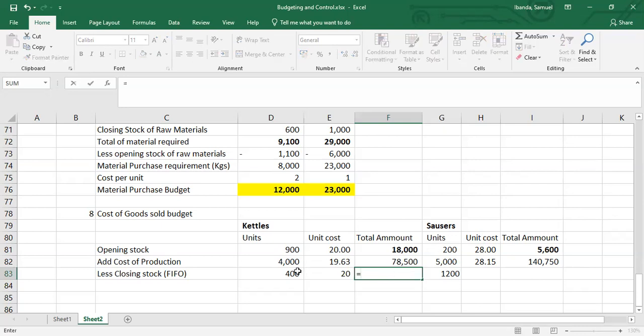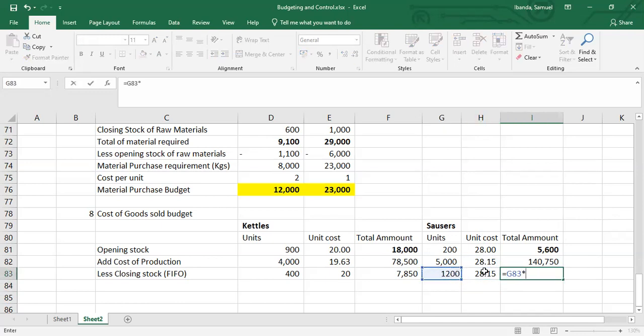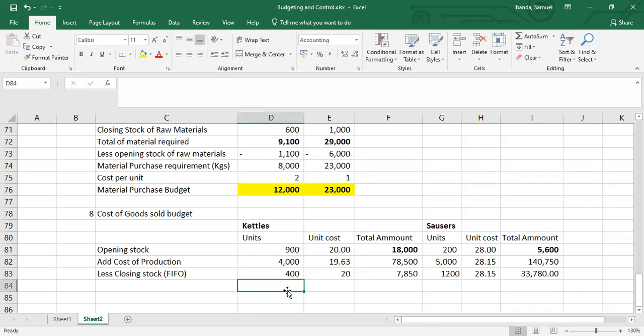So if I'm to get the value, this will be 400 times 20 to get me that value. And then when it comes to right here, I'll still use 28.15, like that. Okay, that is what I'll have.